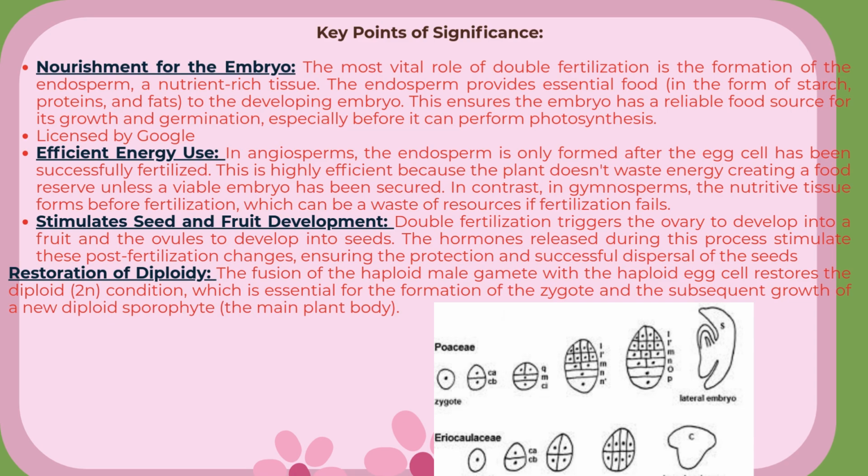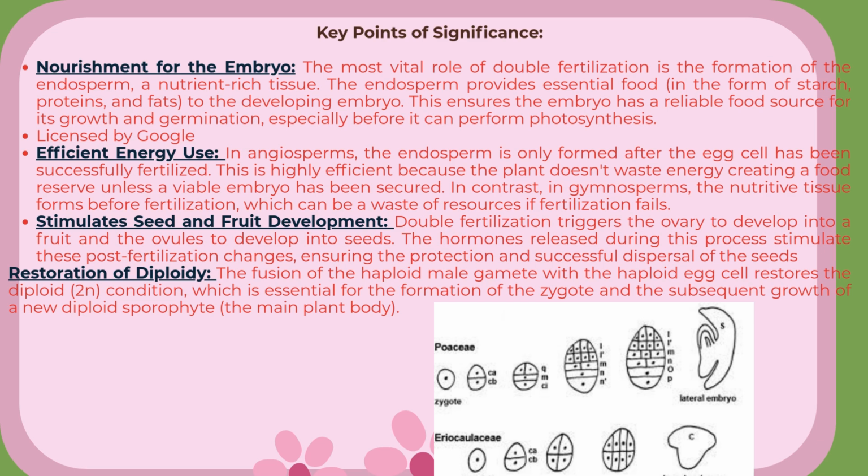The first one is the nourishment for the embryo. The most vital role of double fertilization is the formation of the endosperm, the nutrient rich tissue. The endosperm provides essential food in the form of starch, protein, and fats to the developing embryo. This ensures the embryo has a reliable food source for growth and germination, especially before it can perform photosynthesis.